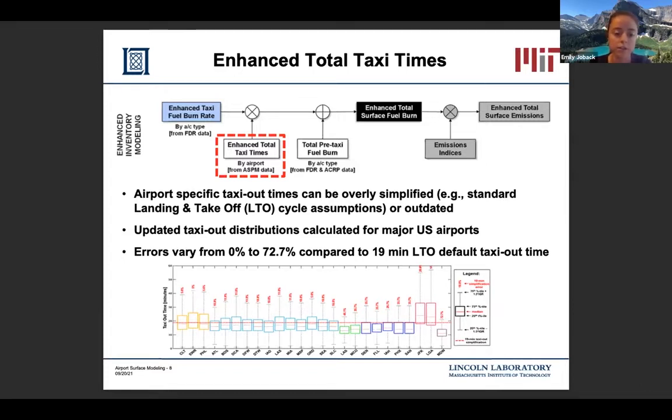And that analysis is summarized in the plot below, where each box plot represents the distribution for the taxi out time for an airport. The red line in each of these boxes represents the median taxi out time for that airport. And then the dashed line that goes across the full plot represents the 19-minute taxi out simplification used by the LTO cycle. The error between using that 19-minute simplification compared to the actual mean taxi out time for an airport is shown as the red percentages above each box plot. And you can see that error can get as high as almost 73%, depending on the airport.